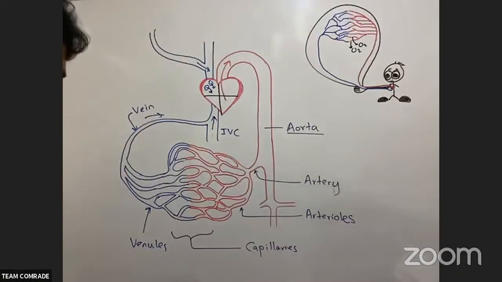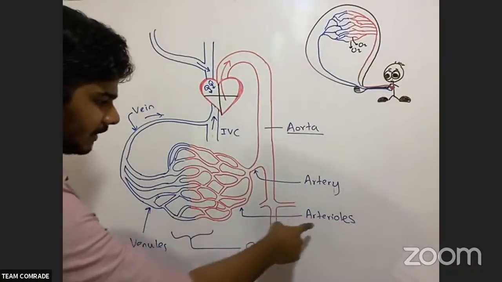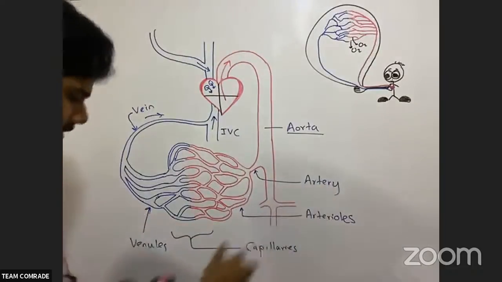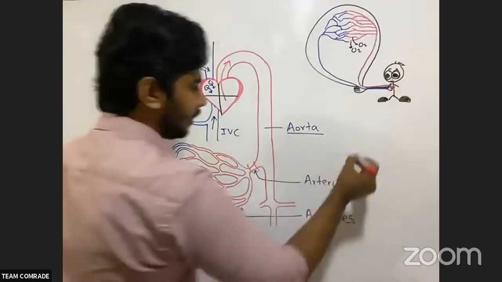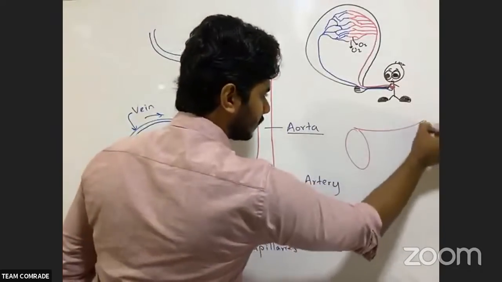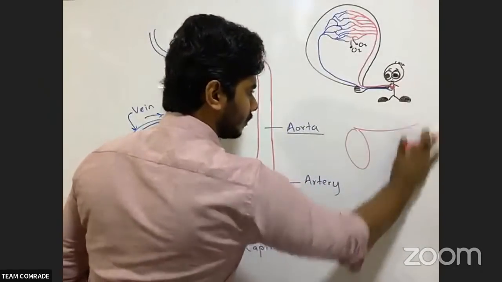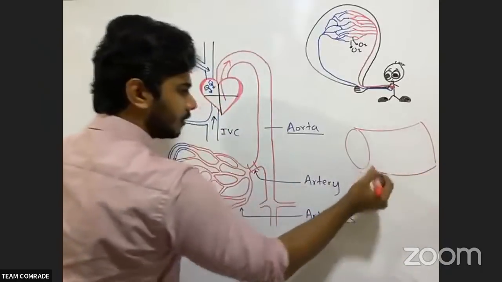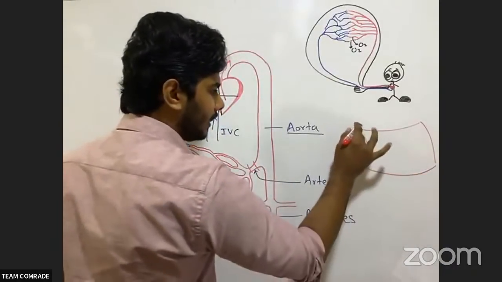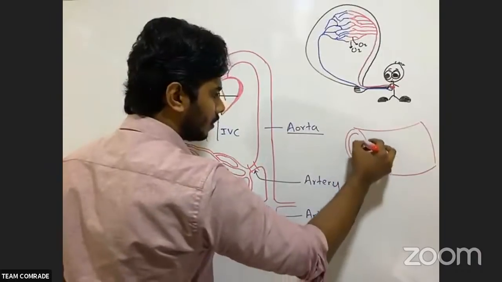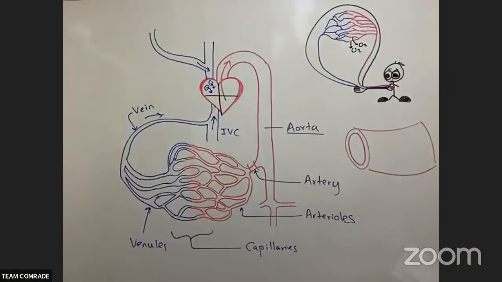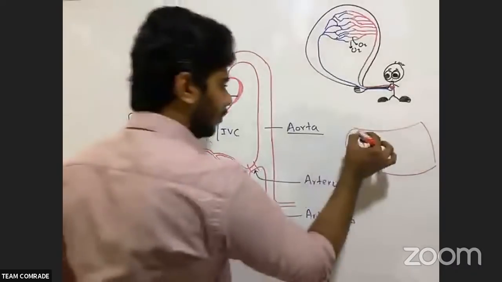Now, if I want to show you a particular artery, the inside of the artery, so if I zoom that part for you, it's like this. In here, the artery has a thick wall.